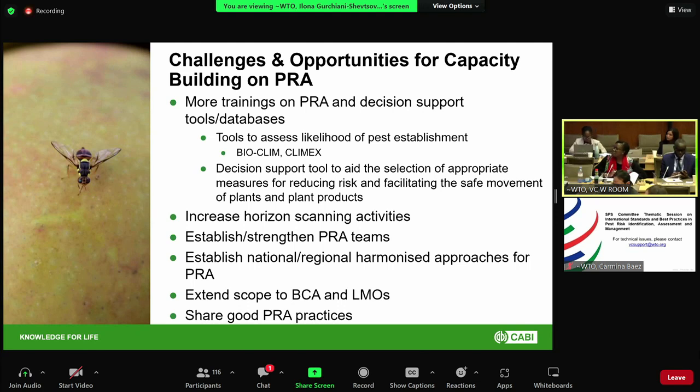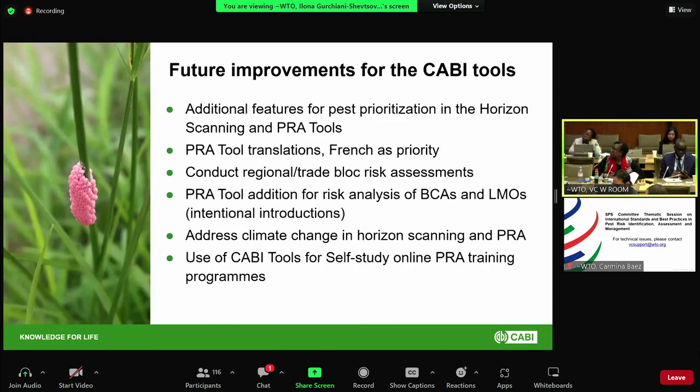Also, in terms of extending the scope to biological control risk assessment and living modified organisms introduction risk assessment, these are some of the areas where we have seen weaknesses. Next slide. So the future focus, for instance: we'd like to expand utilization of some of these decision support tools like horizon scanning and PRA tools, but also undertake translations.